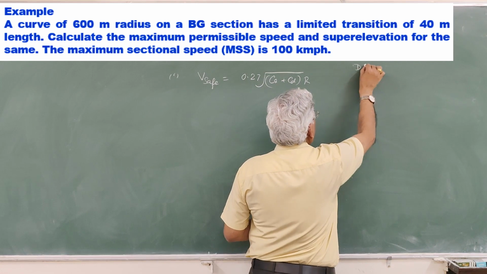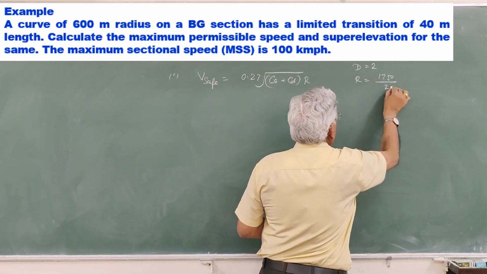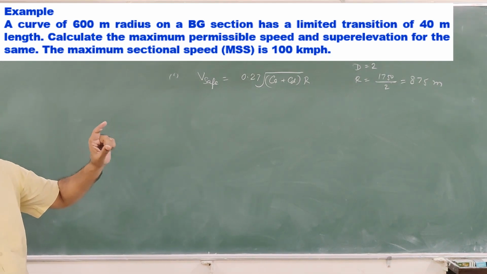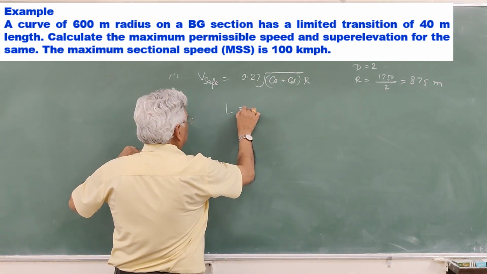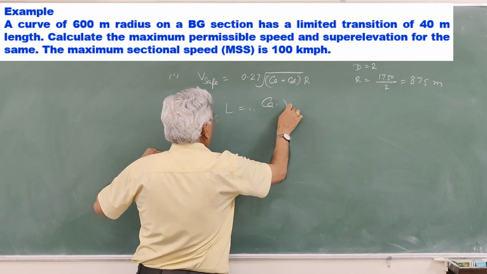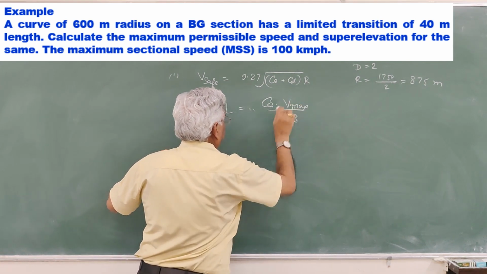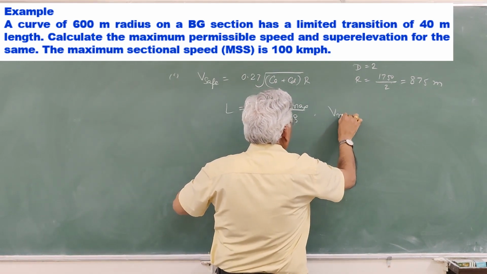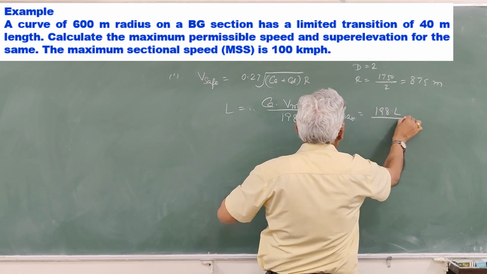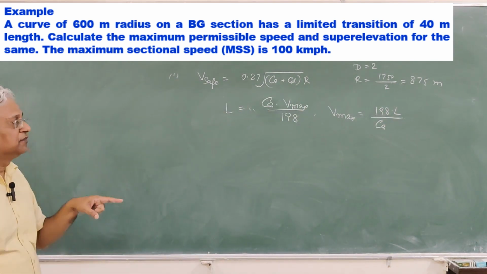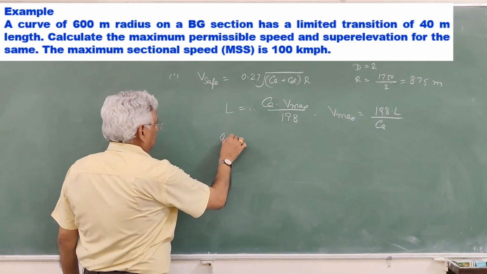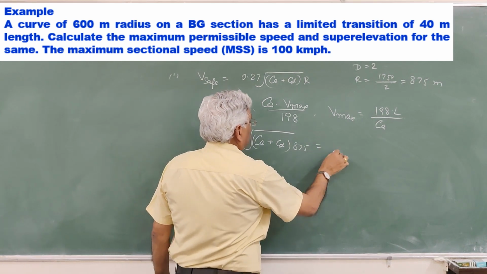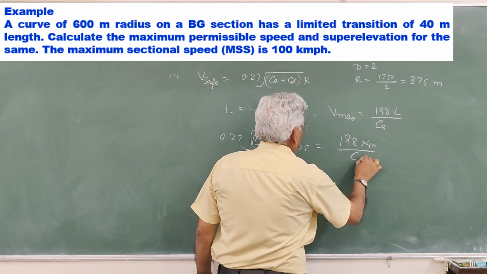And for a 2-degree curve, R is 1750 upon 2, that is 875 meter. And the length of transition is CA into Vmax upon 198. Now, according to this equation, Vmax is 198 into L upon CA. L is given as 40 meter. So if you substitute these two equations, 0.27 square root of CA plus CD into 875 equals 198 into 40 upon CA.